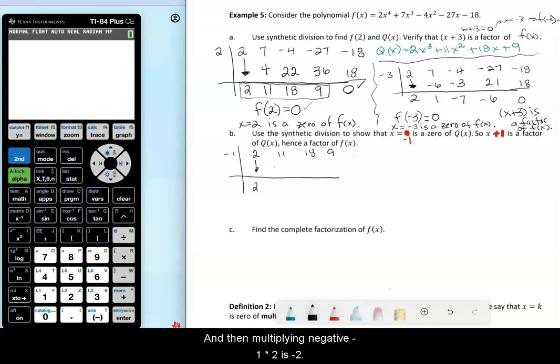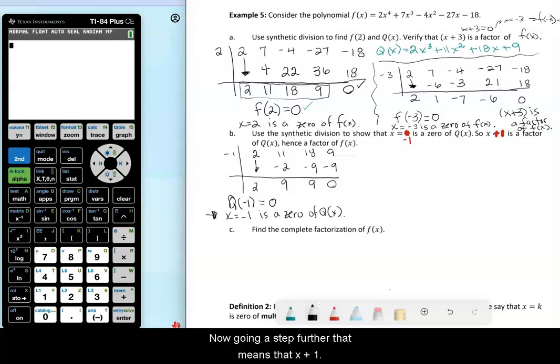-1 times 2 is -2. 11 minus 2 is 9. -1 times 9 is -9. 18 minus 9 is +9. -1 times 9 is -9, and that gives us 0. So what we've just shown is that q of -1 is equal to 0. And what that means is that x equals -1 is a 0 of q of x.